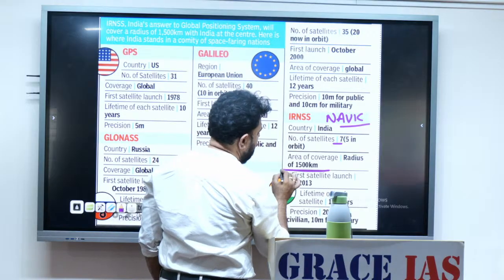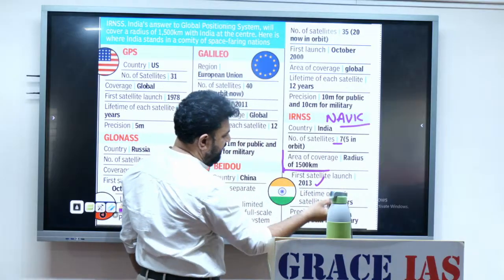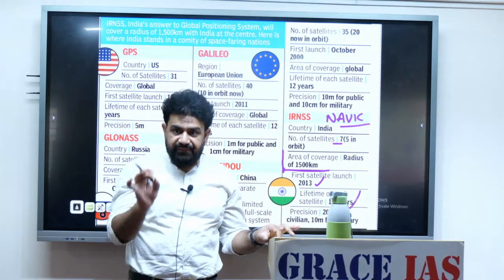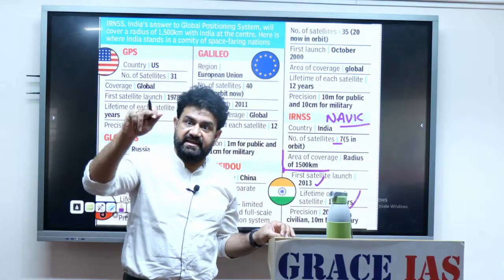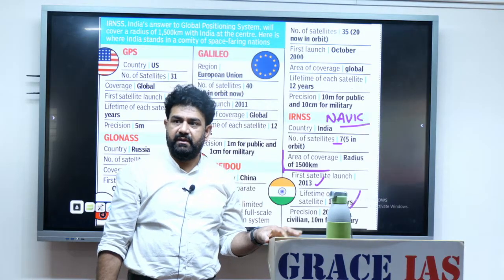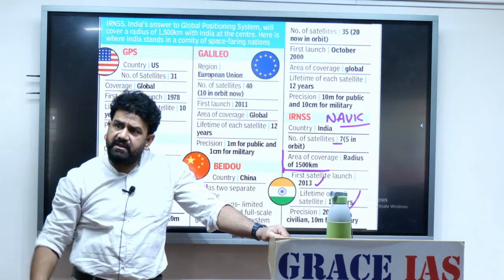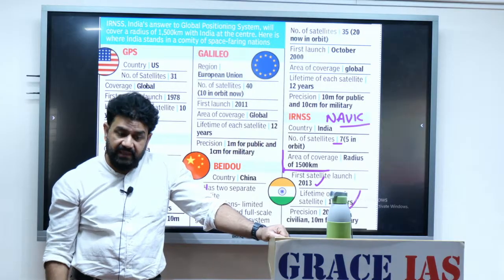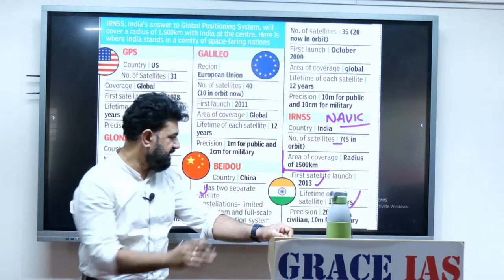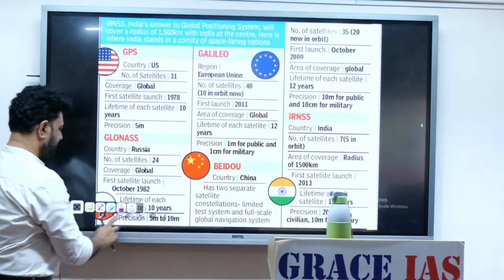It covers an area of 1500 kilometers radius around India, and the first one launched in 2013, and each satellite remains for 12 years. So by 2025, the lifetime of many satellites in IRNSS is completed. That is why this time it could be a question. You understand the point here, because 12 years is the lifetime of each satellite. 2013 the first one was launched, that means its lifetime is over, so we can have one focus on it. That is how sometimes questions come. The accuracy in general is 20 meters for civilian and 10 meters for military.